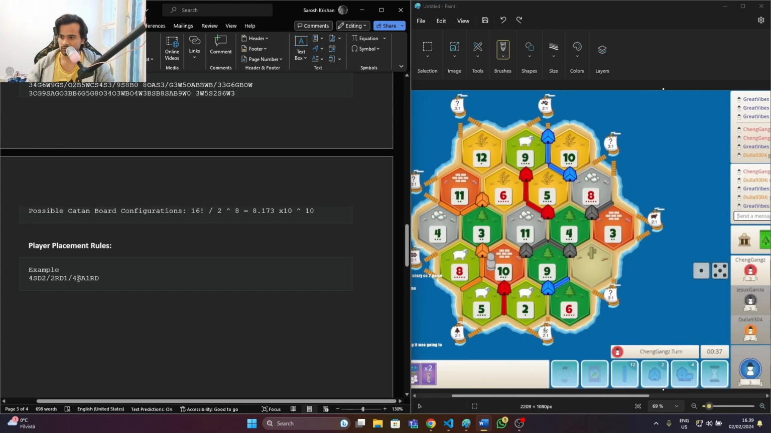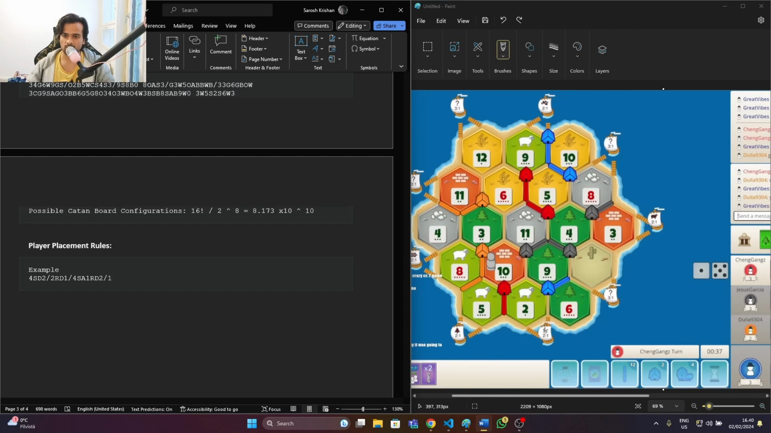Settlement A, 1 empty space, and then there's a road for D, and then there's 2 empty road spaces. Slash. So we've done the first 3 ranks. 1, 2, 3. And now this one, 1 empty space, and then we have a settlement.